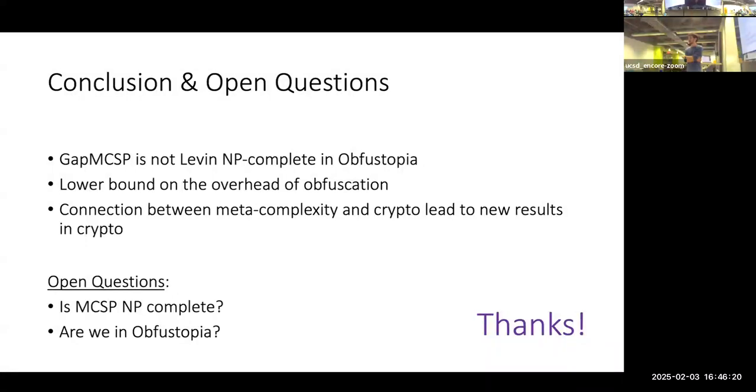Can you say anything about WIPS encryption? Can you do something similar for WIPS encryption instead of IO? Yeah, in your proof, yeah. I don't know anything about it.